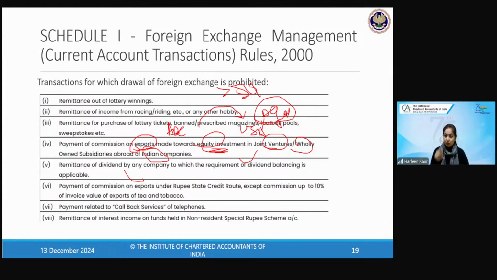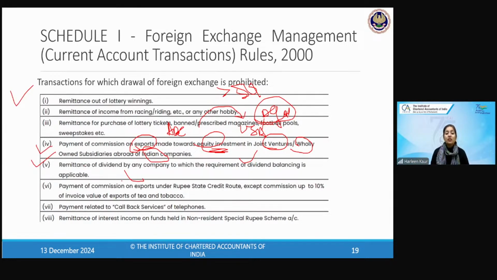This kind of commission, if you have this kind of structure where you're exporting the goods as an equity investment to a foreign company, which is your wholly owned subsidiary or joint venture, then you are prohibited from paying any kind of commission on such exports. Have you understood, children? Fourth point. I hope now it's crystal clear to all of you, this point.